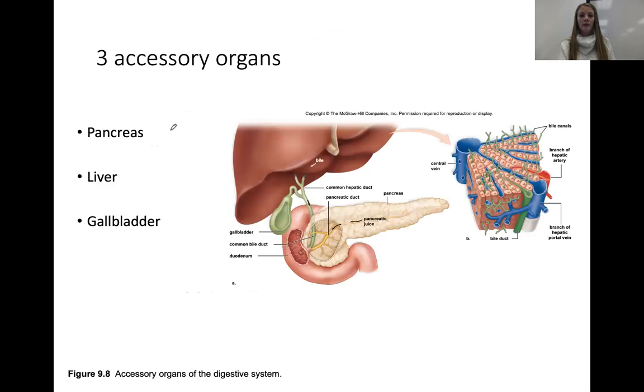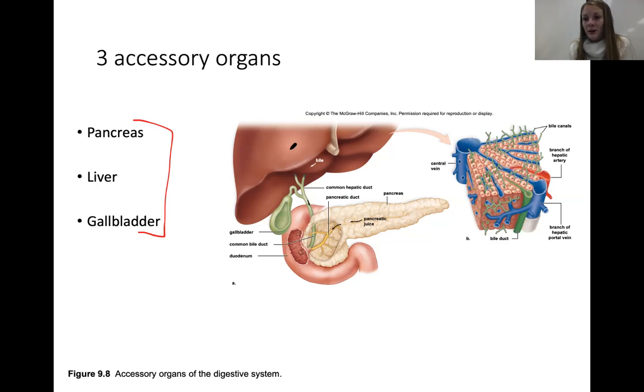So we have 3 accessory organs. An accessory is essentially what you think it may be. When I think of accessories, you think of handbags, purses, shoes as accessories to your outfit. But the 3 accessory organs to the digestive system are the pancreas, liver, and the gallbladder.